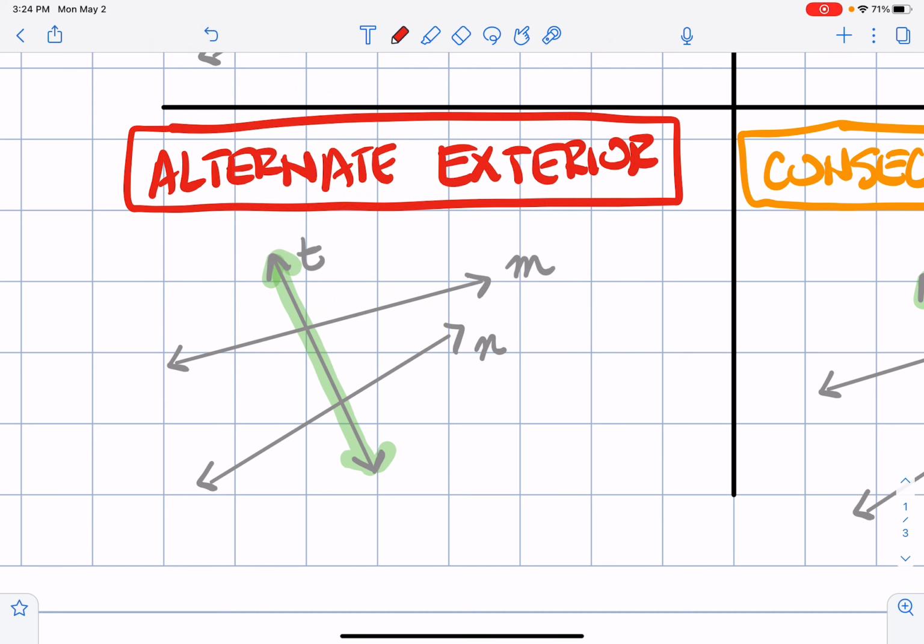So an example of this would be here. If I named that angle 1, then this one over here would be angle 2. Again, they're on alternate sides of the transversal and they're on the outside of our two lines. There's another pair. I could have done this angle here and this one down here. Those are also alternate exterior angles. So lots of options for you there.